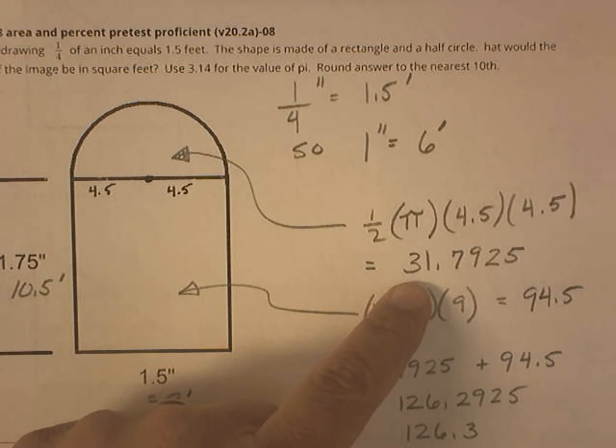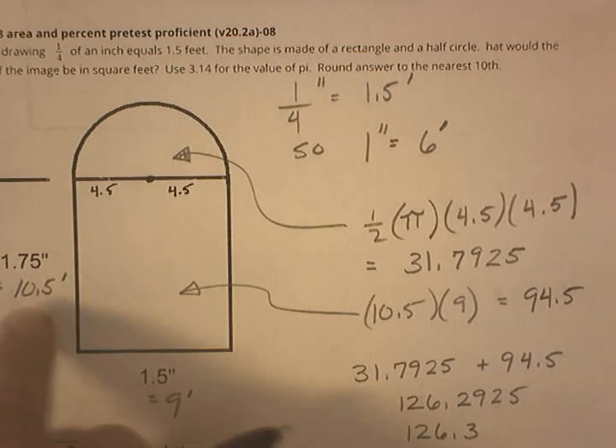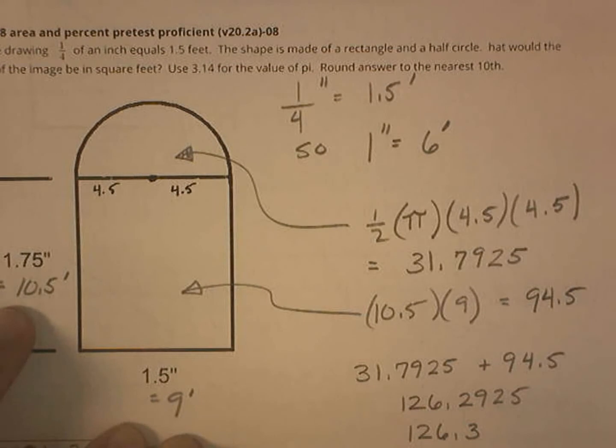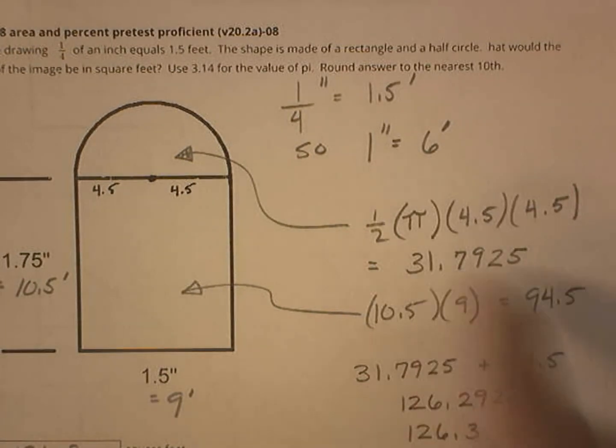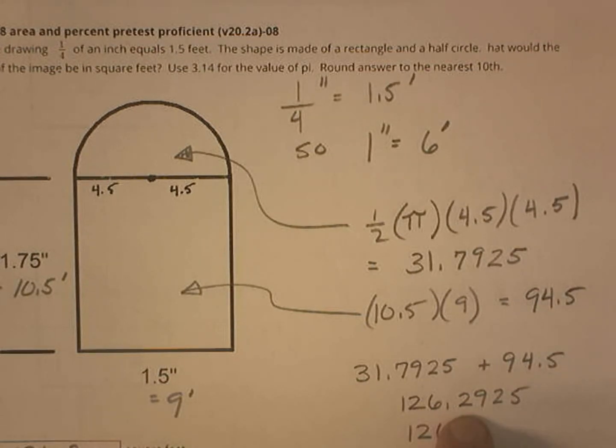Let me check my math. 31.7925. That looks good. The area of this is 10.5 times 9, which is 94.5. Then I add my circle together with my rectangle, and I get this. And it says to round it to the nearest tenth, so I rounded it to 126.3.